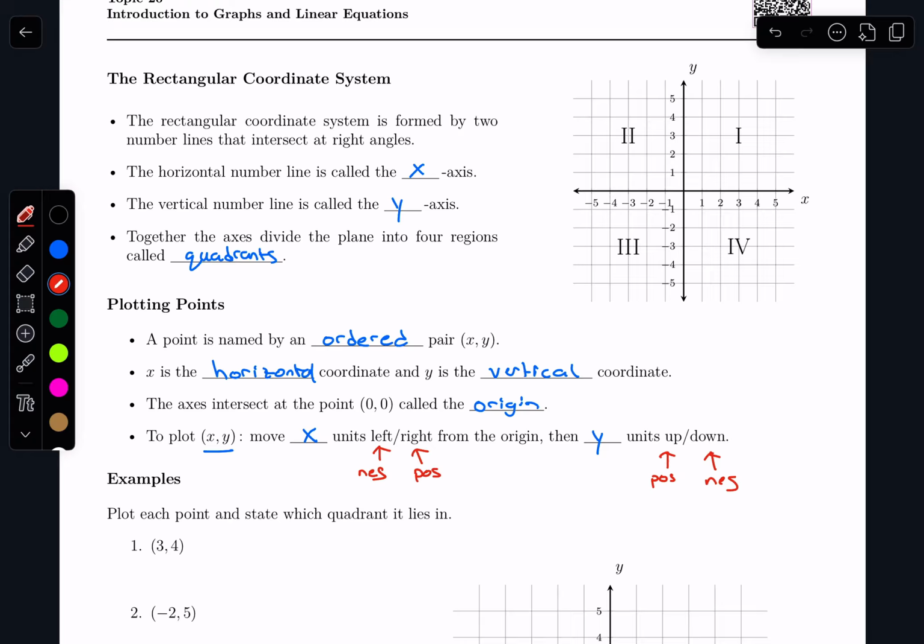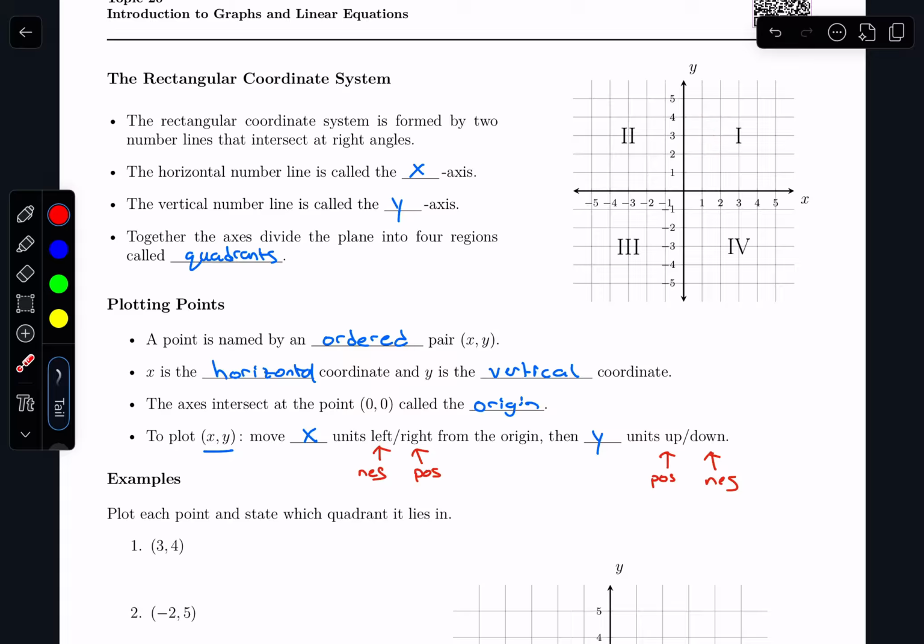Because these are number lines that make it up, we know that on the x-axis, up here, the left side is the negative direction and the right side is the positive direction. So if x is negative, you go to the left, and if x is positive, you go to the right. Similarly, the y-axis is a number line where down is the negative direction and up is the positive direction.